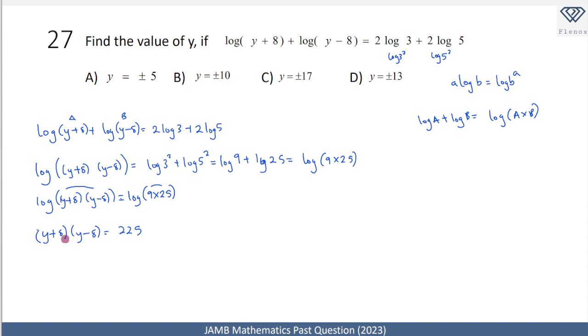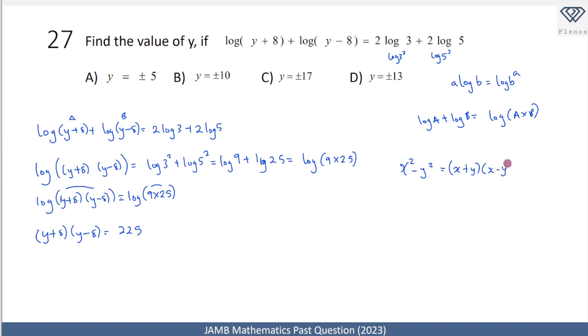Now we can see that this expression is the same thing as a difference of two squares. And what do I mean by difference of two squares? Remember, difference of two squares says that if you have x squared minus y squared, it is the same thing as x plus y times what?